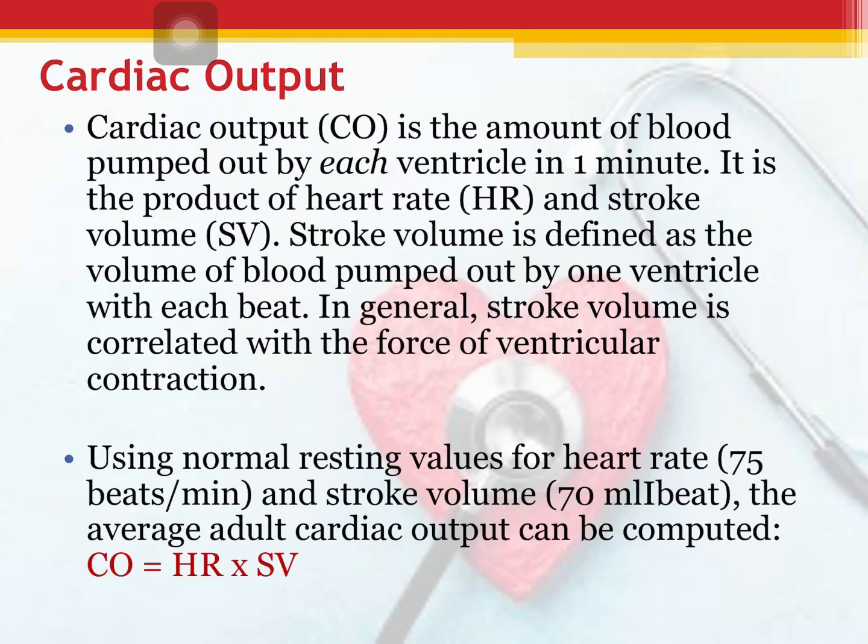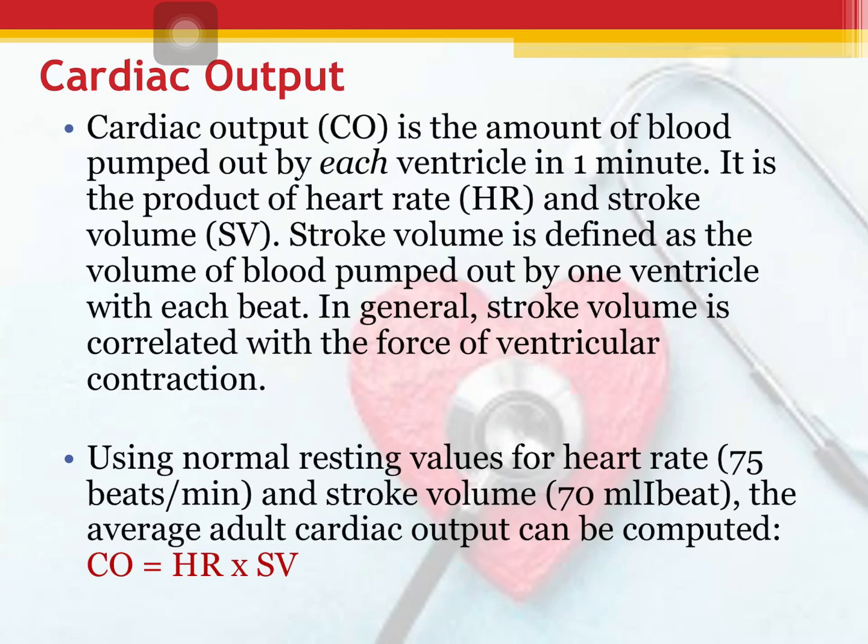Cardiac output. Cardiac output is the amount of blood pumped out by each ventricle in 1 minute. It is the product of heart rate and stroke volume. The stroke volume is defined as the volume of blood pumped out by one ventricle with each beat. In general, the stroke volume is correlated with the force of ventricular contraction.